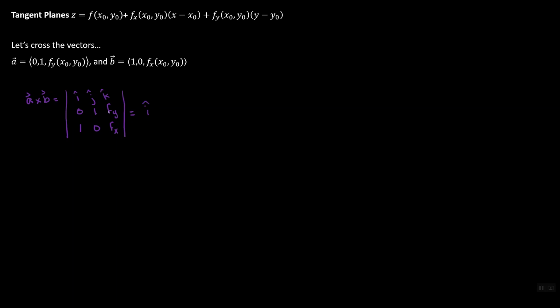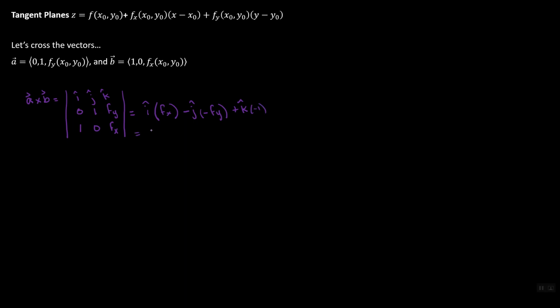So I'll do my i hat, and then that would be times the f partial times 1 minus the y partial times 0, which just leaves me with i hat times our f partial with respect to x, minus our j hat times 0 times f partial with respect to x, minus 1 times f partial with respect to y, so that would look like minus f partial with respect to y, and then plus our k hat, which would be 0 times 0 minus 1 times 1, which would just be minus 1.